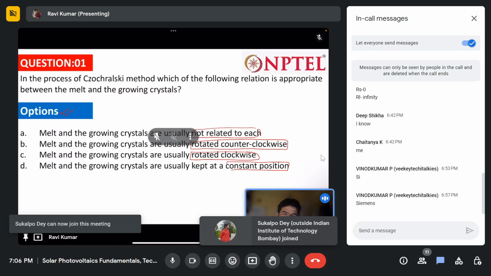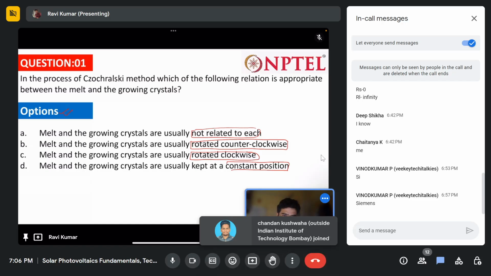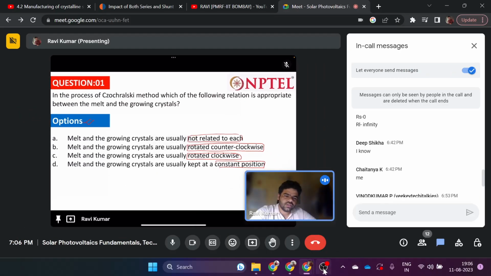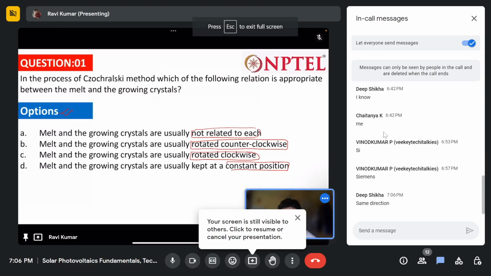Can you tell me what the condition was? Were they rotating counterclockwise, meaning in opposite directions to each other, or in the same direction, or were they constant, or not related to each other? Just tell me A, B, C or D. Same direction. Okay.